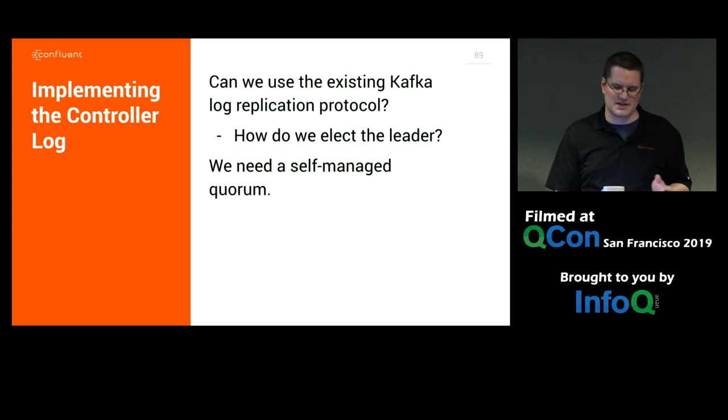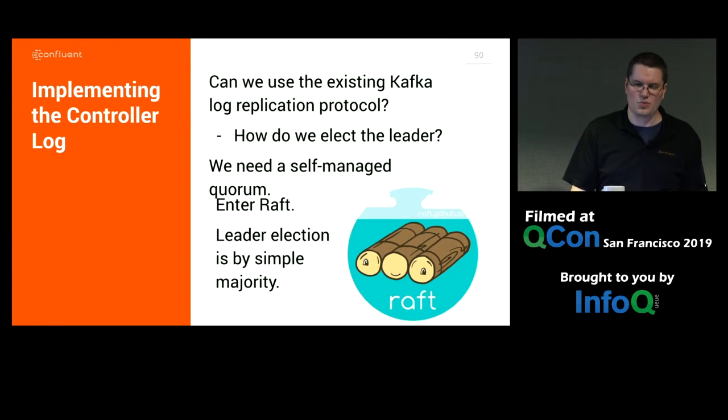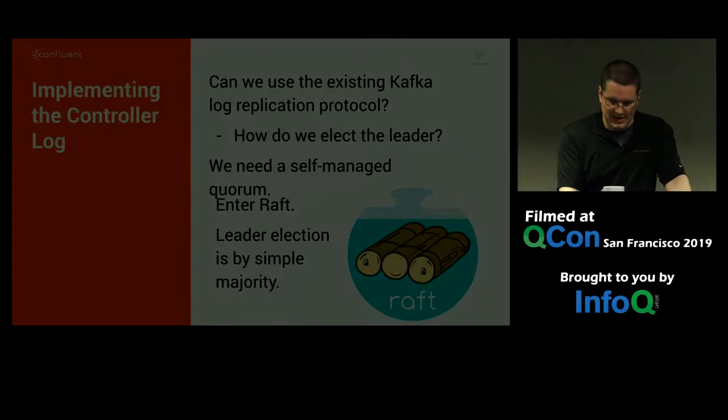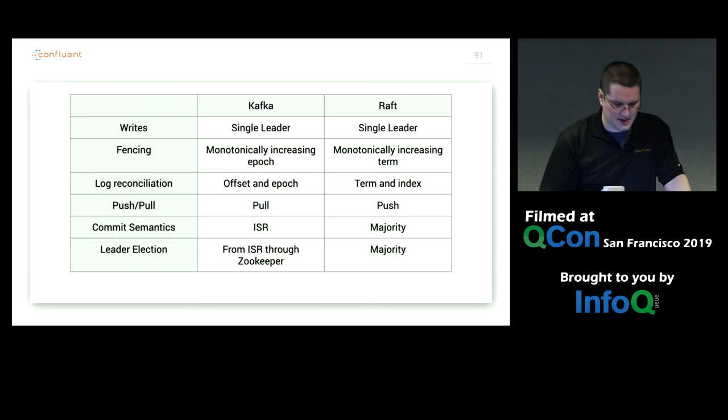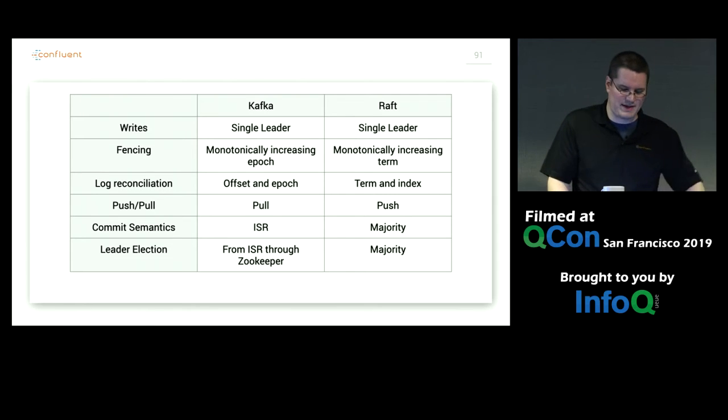So what we really need is a self-managed quorum here, where there's not a dependency on an external system to choose the leader. The nodes should be able to choose their own leader. And this is actually where Raft comes into the picture. The main property that we really like about Raft for this application is the last one, right? The fact that leader election is by a majority of the nodes, rather than being done through an external system.